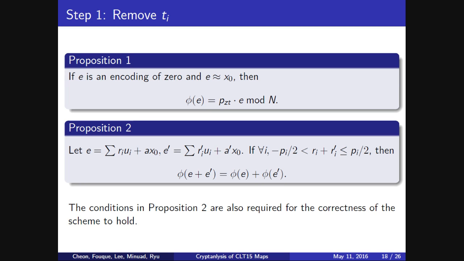Moreover, the function π has two good properties. The first proposition indicates that π is the same as the zero testing value of e when e is an encoding of 0 and it is small. The second proposition says that π is additive homomorphic as long as the associated errors do not go over π. The conditions on errors are also required for the correctness of the scheme. So we may regard π as an additive homomorphism.